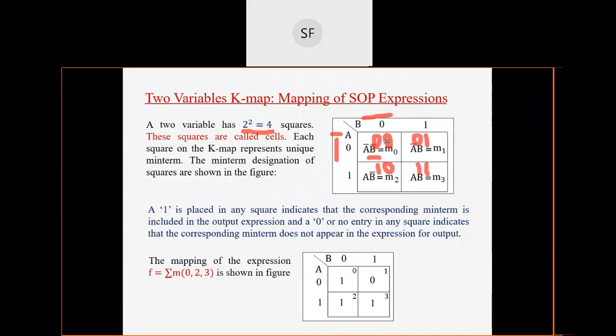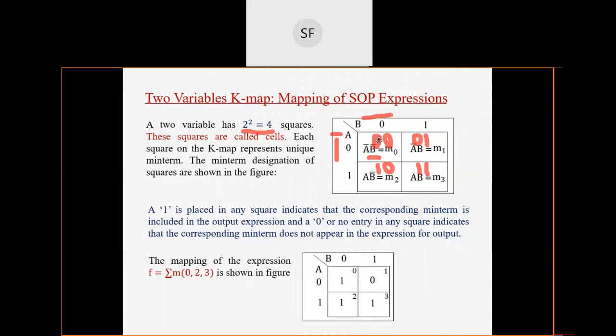So hence this 0 0 is nothing but the binary equivalent for 0; the decimal equivalent for binary code 00 is 0. So hence this min term will have suffix m0. Similarly this is the binary code for decimal 1, so m1. This is the binary code for decimal 2, hence m2. Likewise this is the binary code for decimal 3, that is m3. Okay, so M0, M1, M2 and M3.